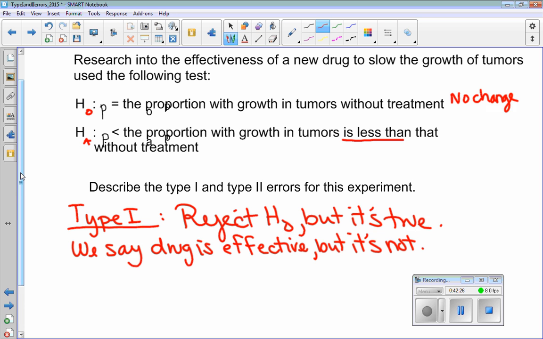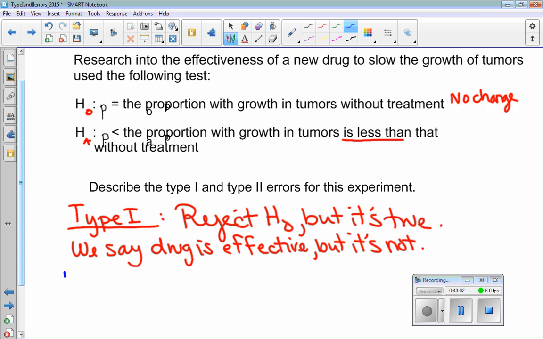What would be the ramifications? What would be the problem? What would be the situation? What would happen if we did this? If we as statisticians told the drug company that the drug is effective, but it's not? Amanda? Patients would be taking more drugs, wouldn't they? They would be taking drugs that didn't work, right? And so that would be a problem. There could be side effects, there could be things that happened, right? So that would be a problem.